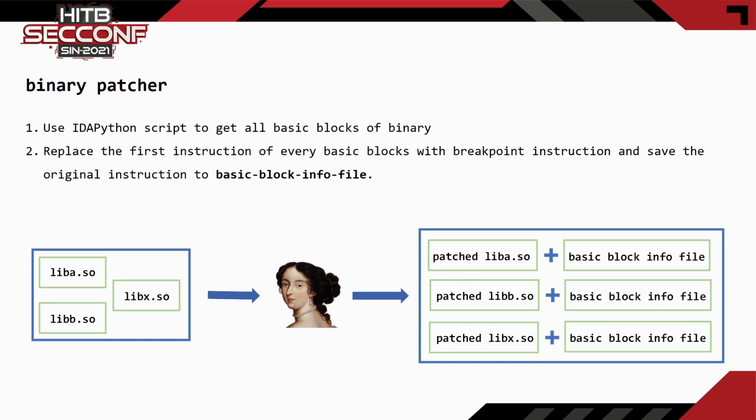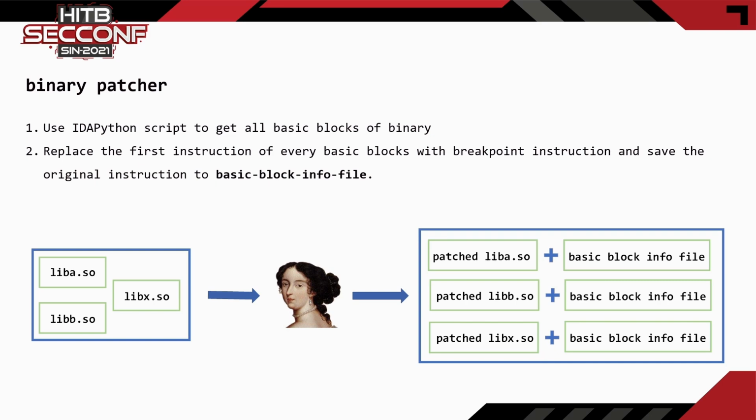The basic block info file stores each basic block information of the binary file, including the virtual offset, the file offset, and the first instruction of each basic block. The workflow of this module is shown in the figure.